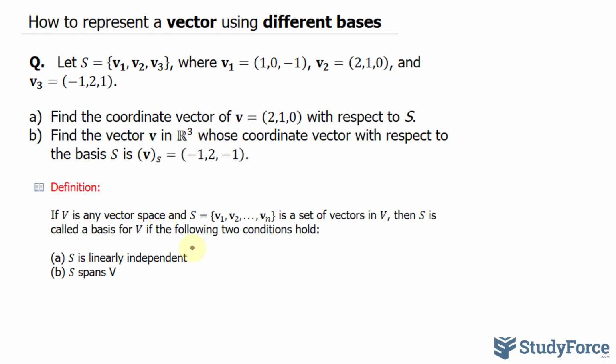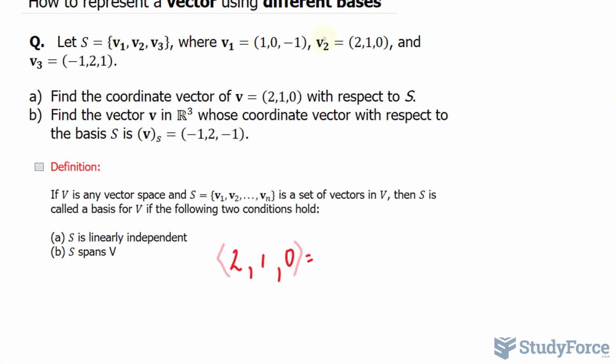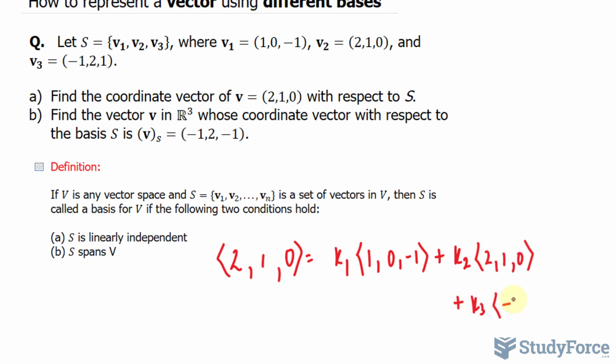So starting with A, we have to find the coordinate vector v with respect to S, and we can do this by representing v, 2, 1, and 0 being equal to each of these vectors multiplied by a scalar. And remember, scalars are constants. So vector 1 being multiplied by k sub 1, the first scalar, plus vector 2 being multiplied by another scalar, plus vector 3 being multiplied by the third scalar.